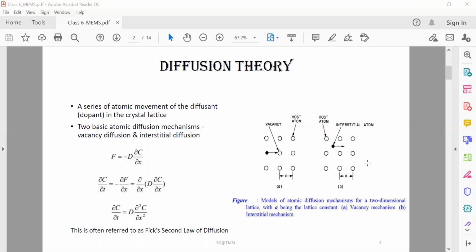Okay, so clear up to this much. So I proceed to the next section: series of atomic movement of the diffusion.